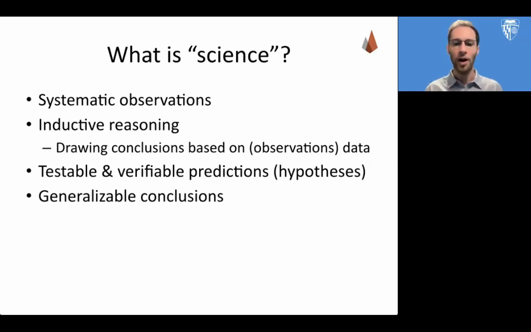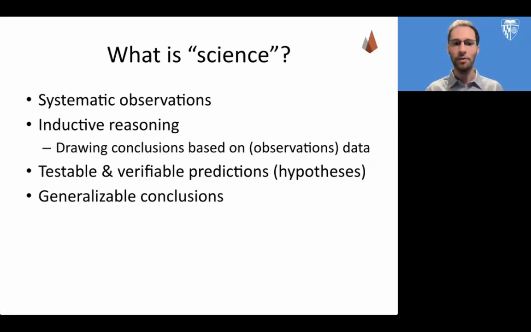Testable and verifiable predictions or hypotheses means that our ideas can be tested and evaluated based on the available materials and methods. We don't make claims based on faith or wishful thinking. And finally, generalizable conclusions means that the knowledge we get is not simply about the specific tools and the specific people that we studied, but that we can have knowledge that extends beyond that to other circumstances and other individuals.